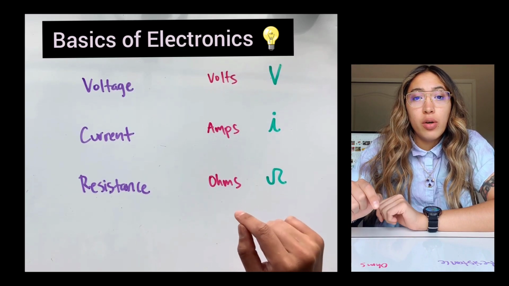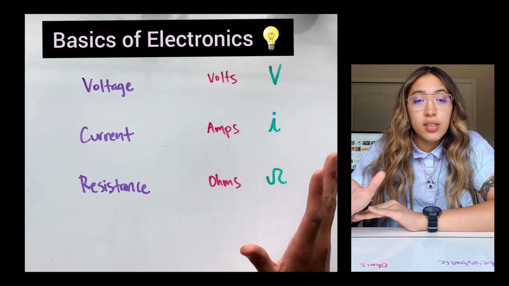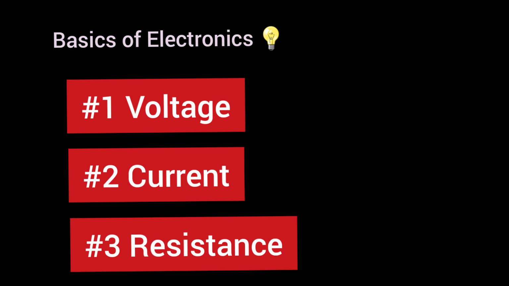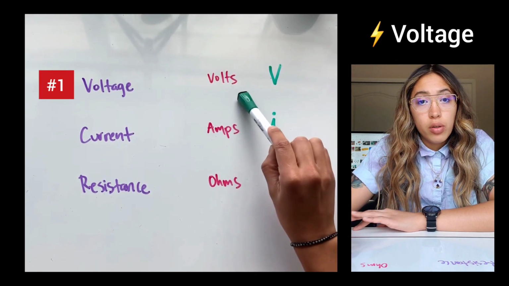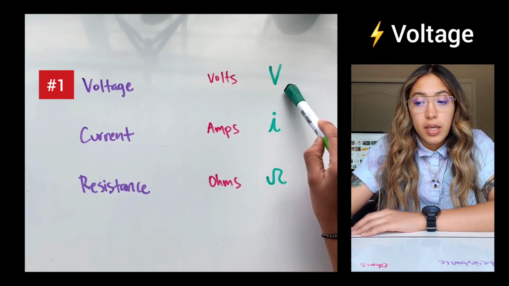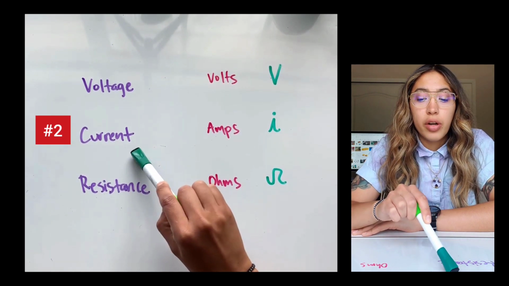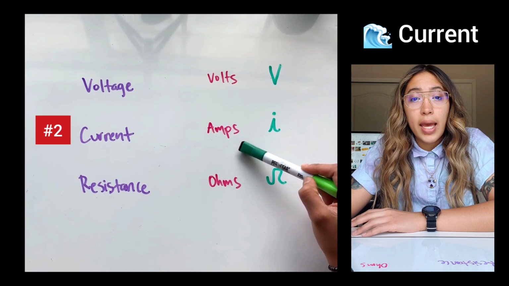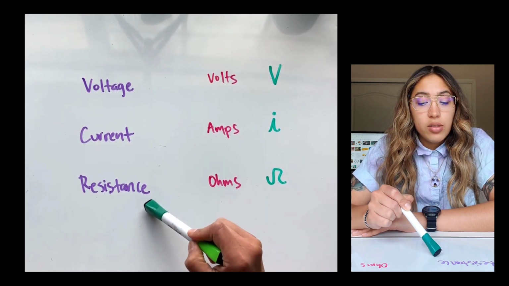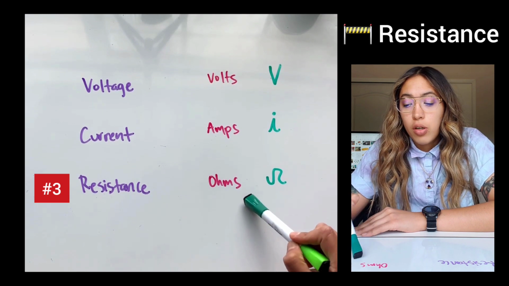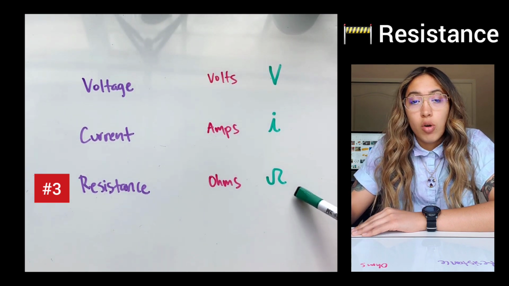The purpose of this video is to cover the basics of electronics. Voltage. Voltage is something measured in volts and it's symbolized by V. The second is current. It's measured in amps and is symbolized by an I. The last is resistance, which is measured in ohms and symbolized by this ohm symbol.